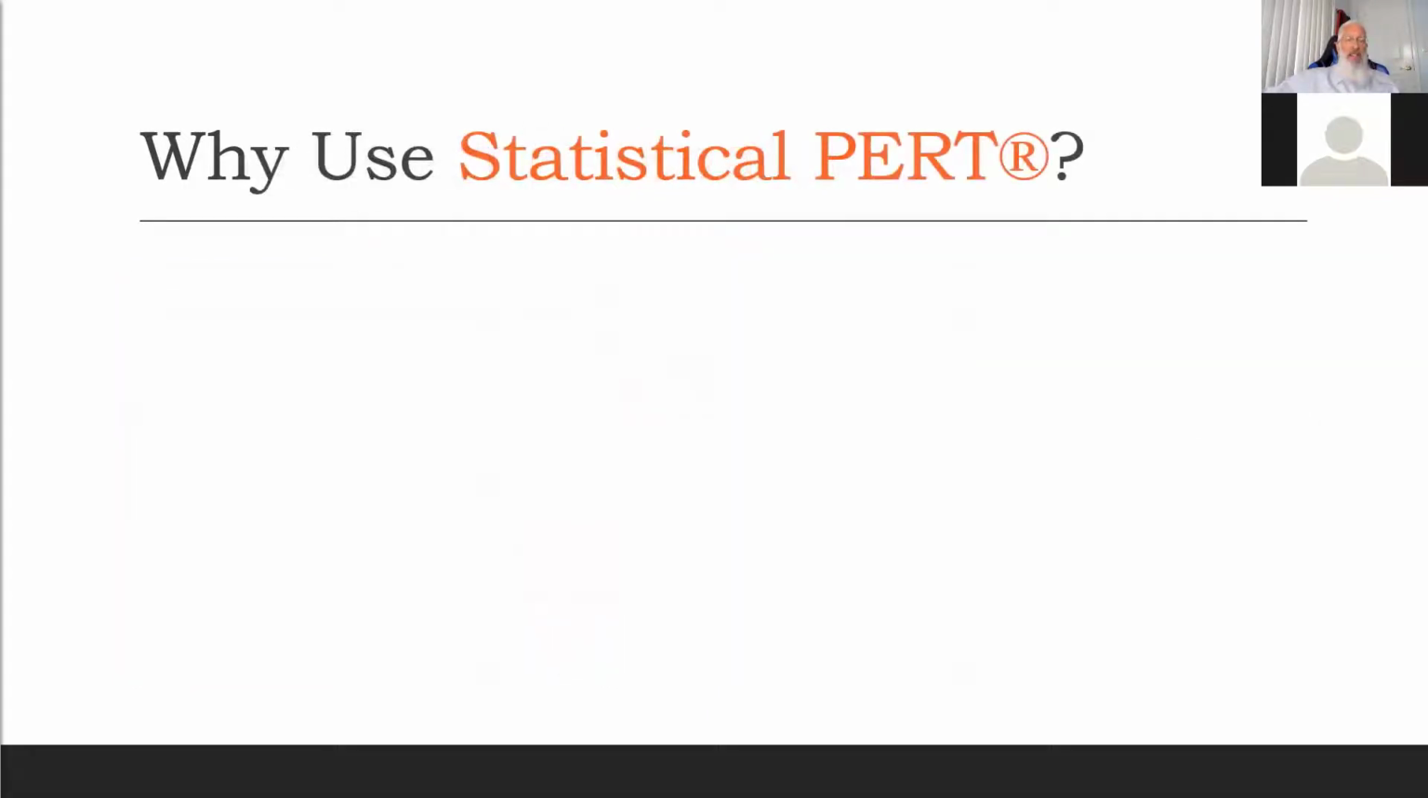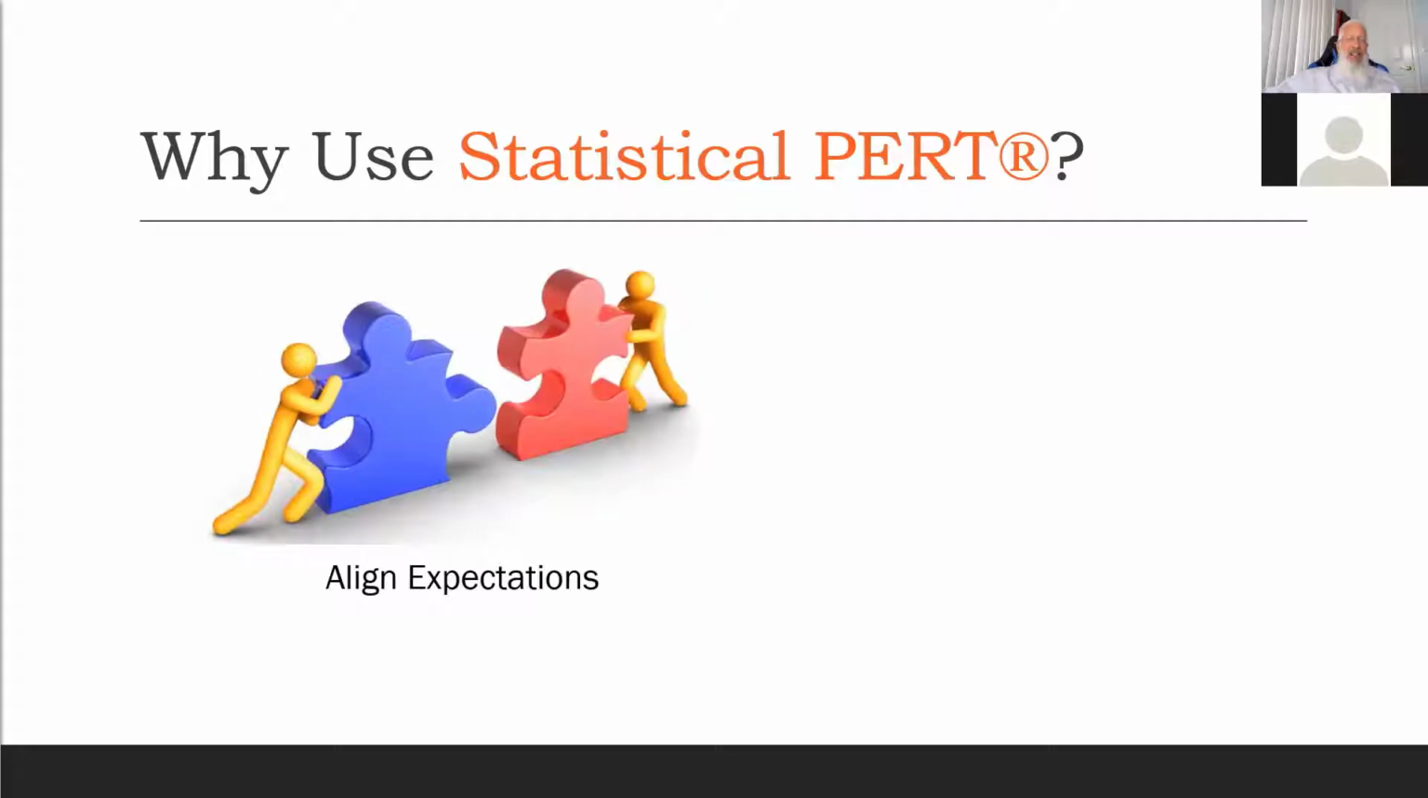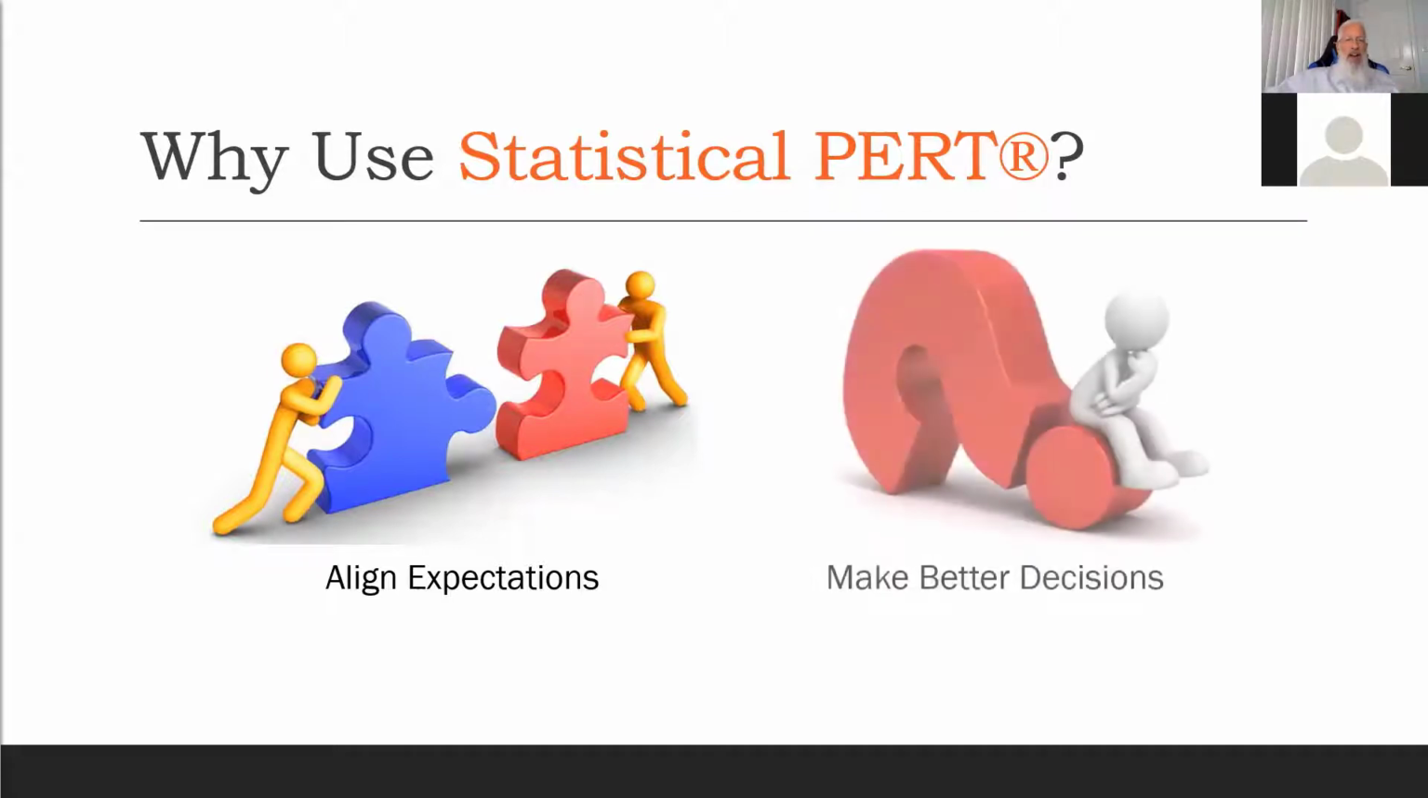Now, why you might want to use Statistical PERT? It's the same reason why you create estimates. You create estimates to align expectations between yourself and other people. That is why we create estimates, to create alignment about something that is uncertain. And Statistical PERT can help that. And then once we are aligned on the uncertainty that we're facing, now we're in position to make better decisions that optimize our chances of obtaining desirable future outcomes. That's why we estimate, to align expectations and to make better decisions. And that is really why I created the Statistical PERT Excel models.